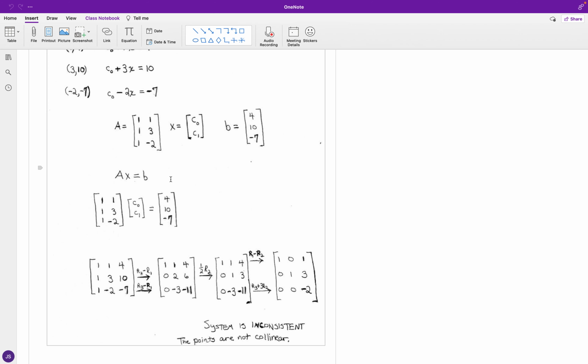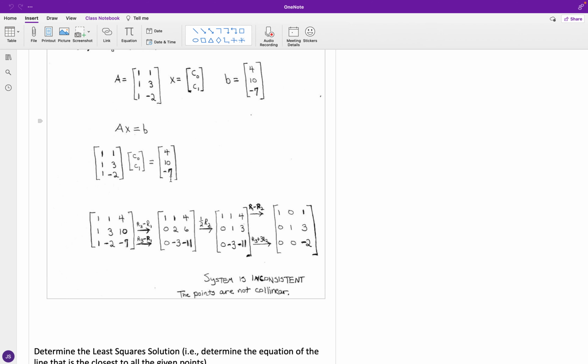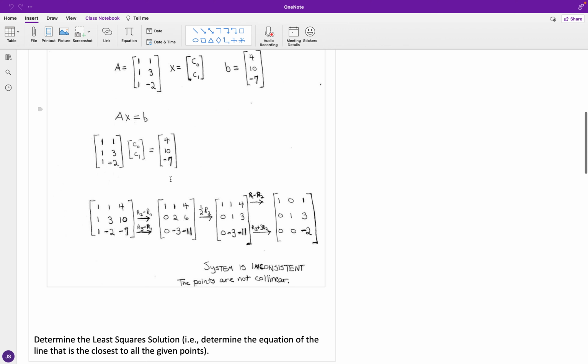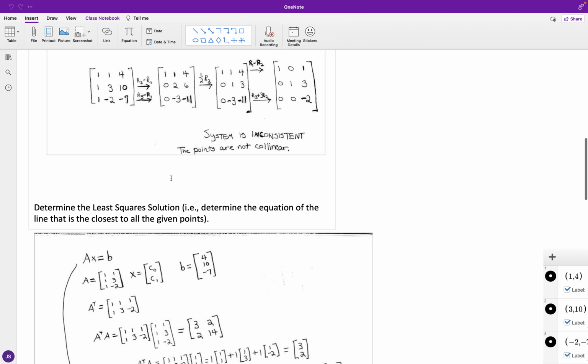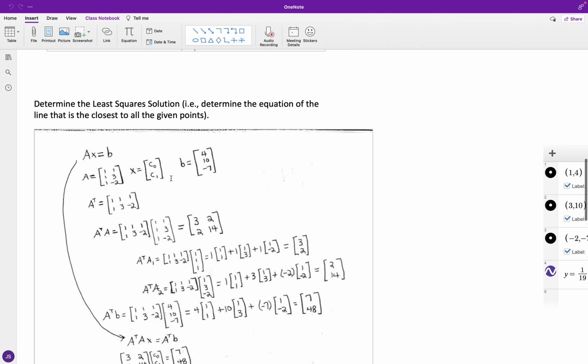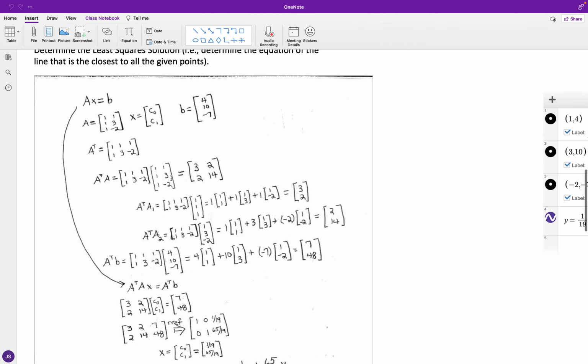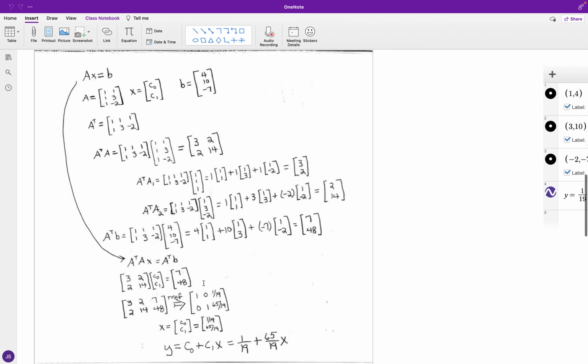For the line of best fit, or in other words, the least squares regression line, we had looked at that earlier, using the transpose of A, multiplying A and x, and setting that equal to the transpose of A times b. For the coefficients of the regression line, we had the constant c0 at 1/19, and for the x term, the coefficient was 65/19.